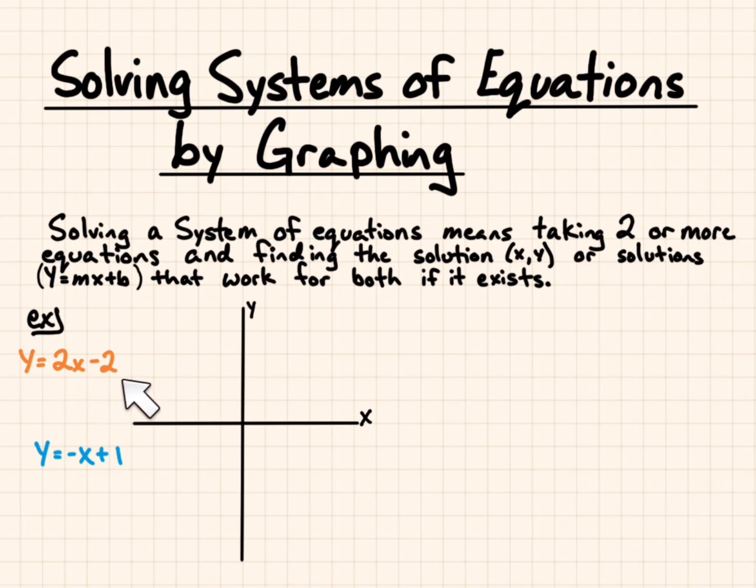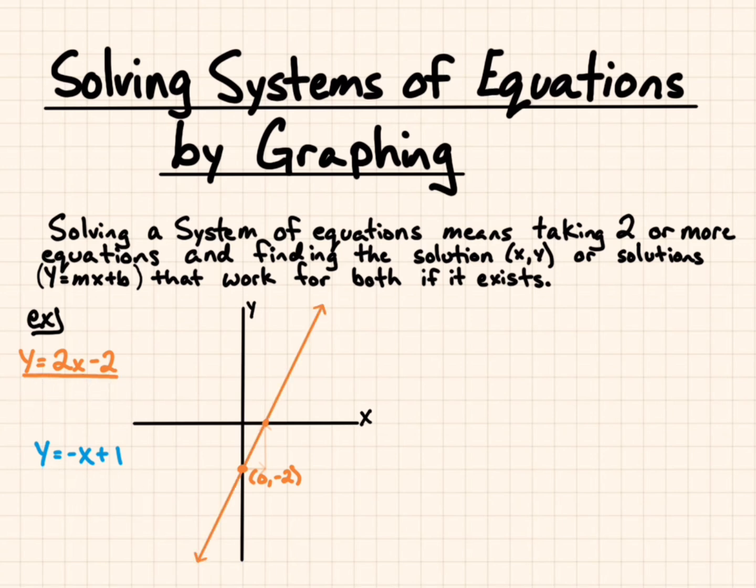Since it's in slope-intercept form, I plot the point 0, negative 2. This is my y-intercept. And my slope is 2. That's every 1 I go positive in the x, I go up 2 in my y. And I can graph that line. So I graph my first line, then I'll graph my second line.